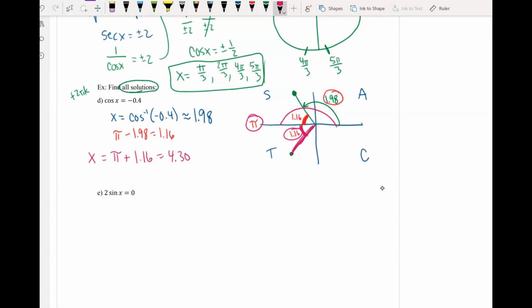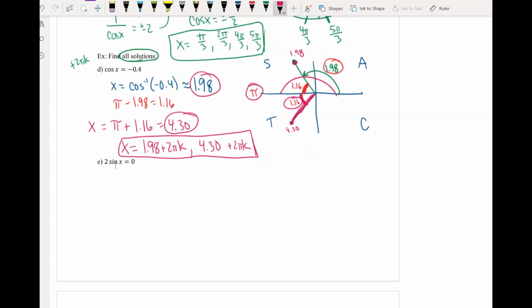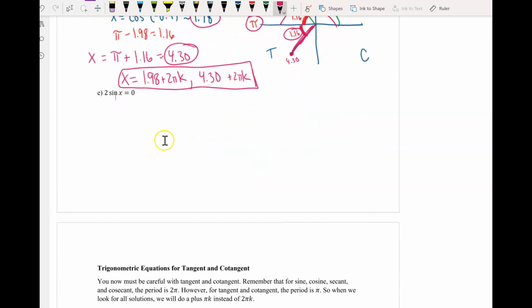So my answers, remember I want all solutions, it's going to be 1.98, which is this guy. Here's 1.98. So it's 1.98, and if I add another 2 pi radians, I'm going to get the next value. And my other one is going to be this other one, 4.32, or 4.30. And then if I add another 2 pi, okay, I'm going to get the next one. So these two will be my answers. So here you have to do a little bit of geometry to really make sure that you know what you're doing. Okay, let's take a look at this guy, 2 sine x.